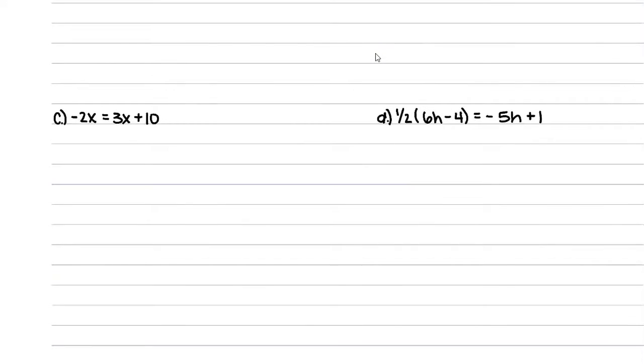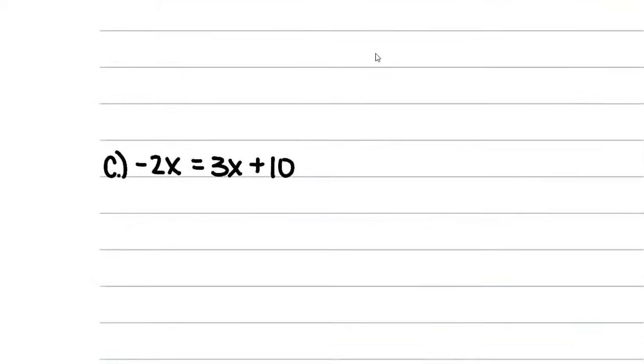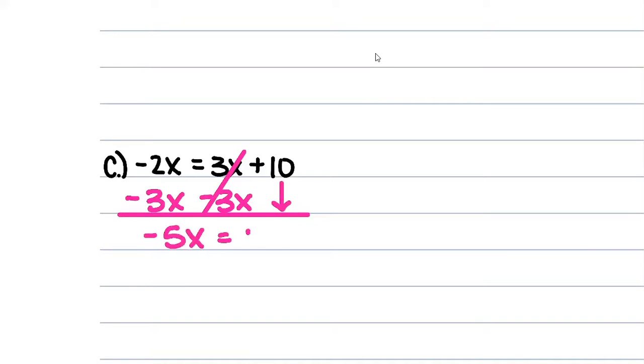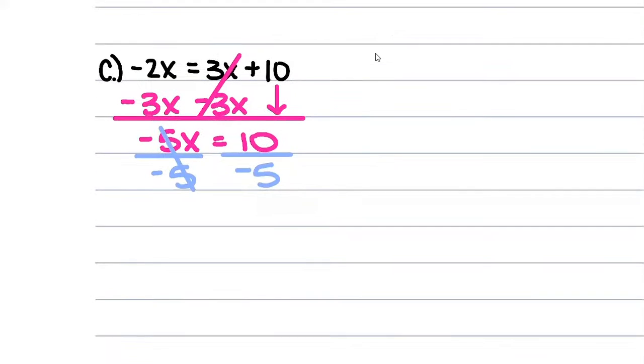For C, we have negative 2x is equal to 3x plus 10. So I'm going to move that 3x over to the negative 2x since it's by itself. I'm going to subtract it from each side. When I do this, my 3x's are going to cancel. My 10 drops down. So I'm going to get negative 5x is equal to 10. I then can divide each side by the negative 5. Those 5s would cancel, and I'd be left with x is equal to negative 2.